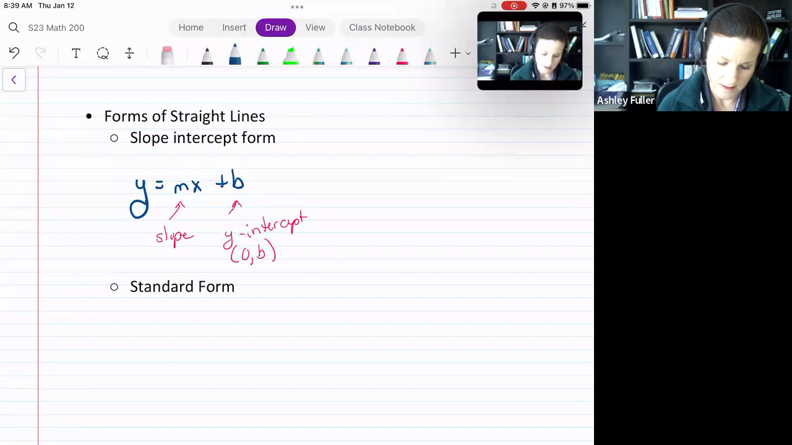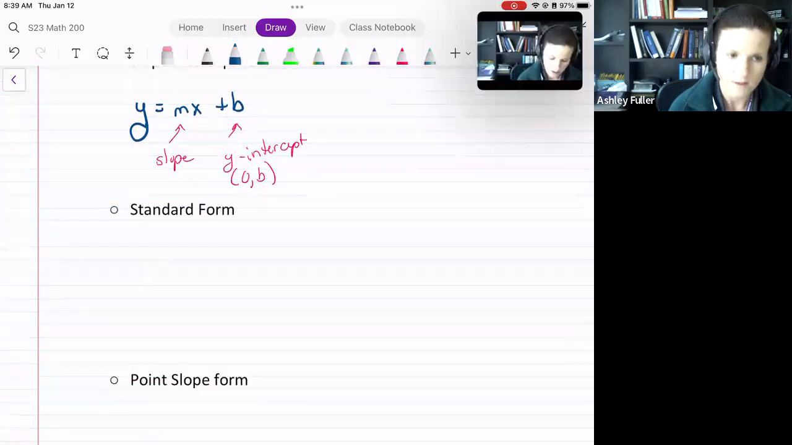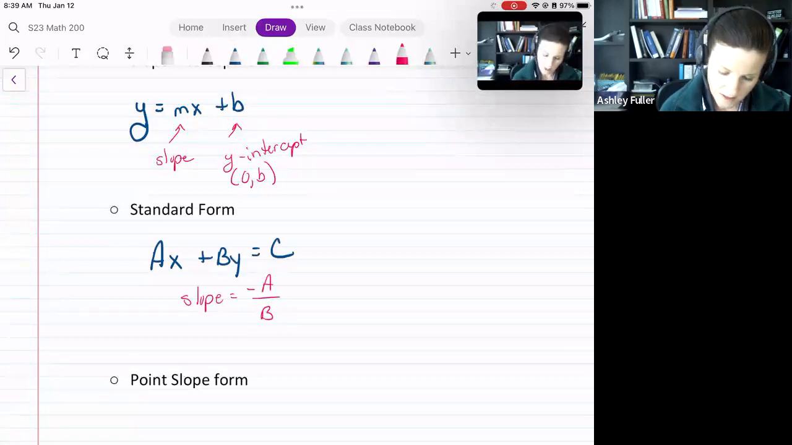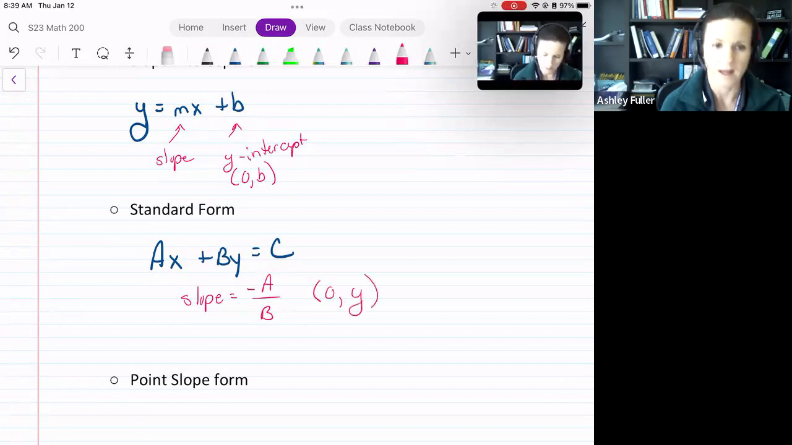Secondly, we're going to look at the standard form of the equation. In the standard form of the equation, it's of the form ax plus by equals c. And here, to find the slope, we would use the formula negative a over b. And to find the y-intercept, we would plug in 0 for x and then solve for y.